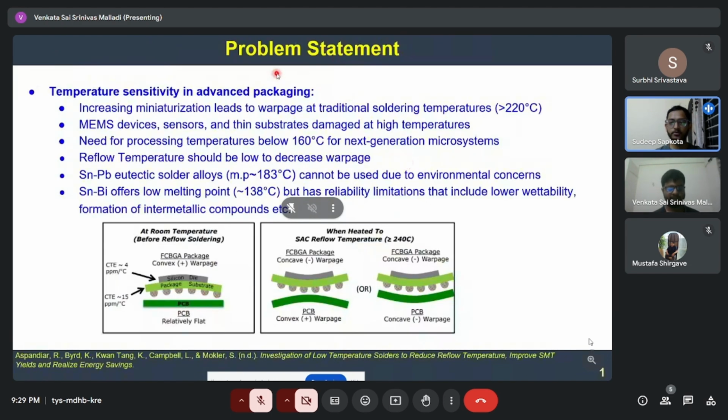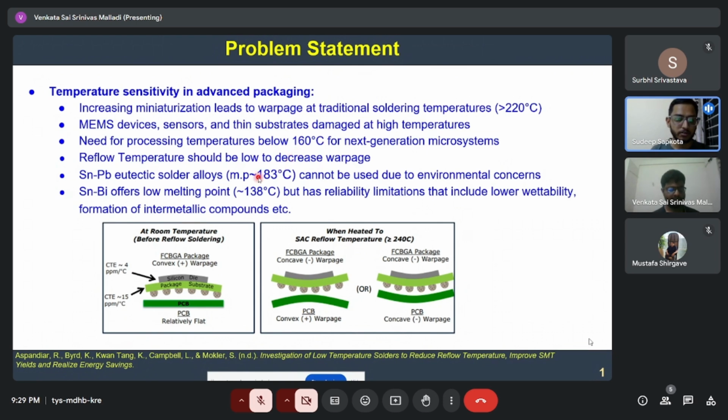So the problem statement is, as the packaging domain is expanding and the node size is becoming smaller and smaller, the components are becoming critical due to miniaturization. Traditional soldering temperature methods, which use around 220 degrees centigrade, are not friendly for those devices. So we are proceeding to next generation soldering techniques and alloys.